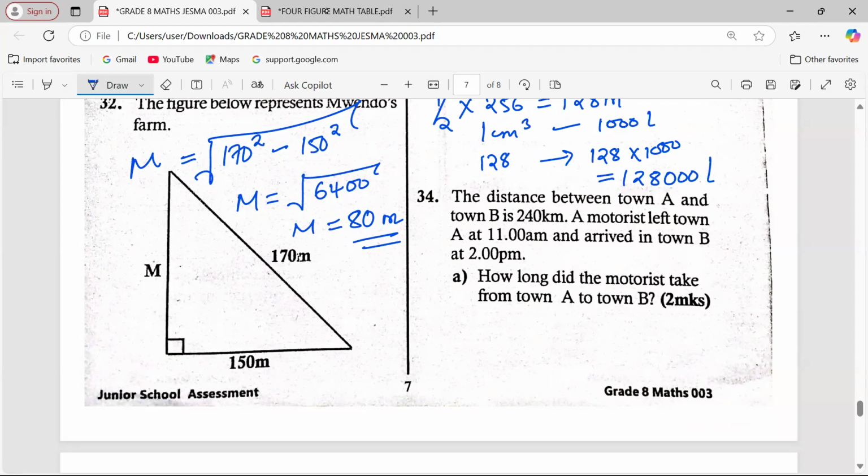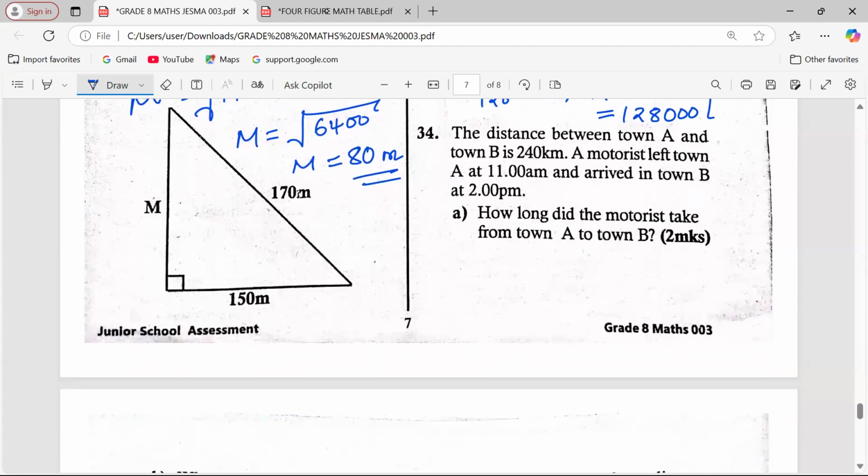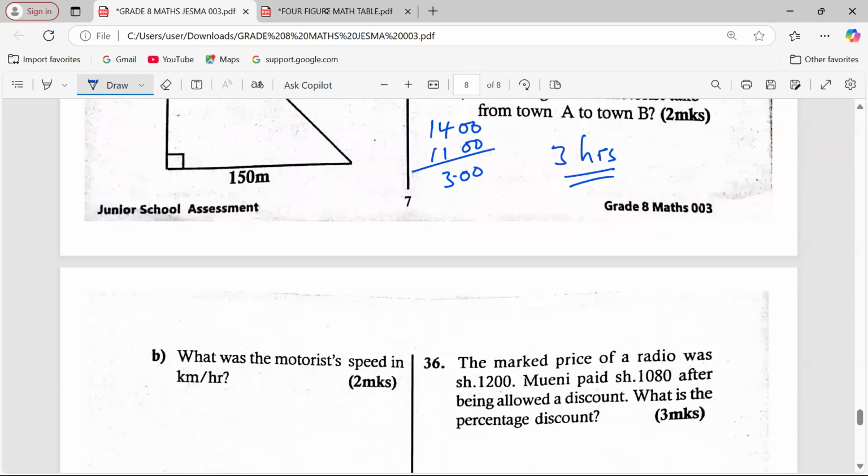The distance between town A and town B is 240 kilometers. A motorist left town A at 11 a.m. and arrived in town B at 2 p.m. How long did the motorist take? The length of time taken is, when we convert this time to the 24-hour clock system and subtract 11, going to give us 3 hours only. 3 hours 0 minutes, so 3 hours in simpler terms.